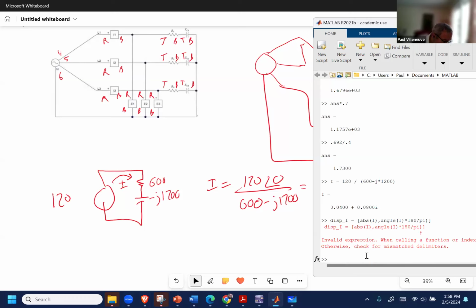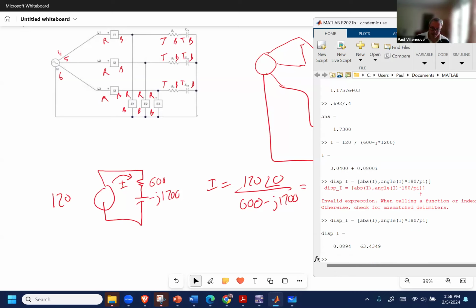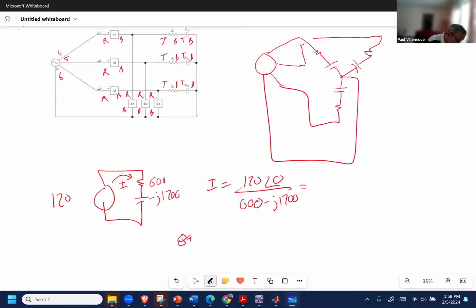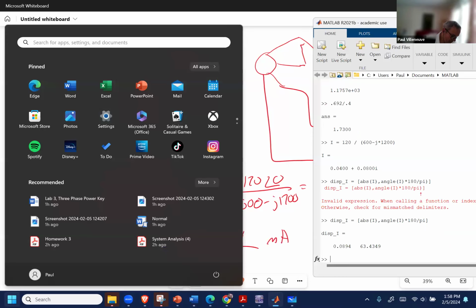Oh, I got an extra parenthesis here. I don't need this parenthesis. So that tells me I have I equals 89.4 at an angle of 63.4. And this is in milliamps, right? Yep, so it's in milliamps.